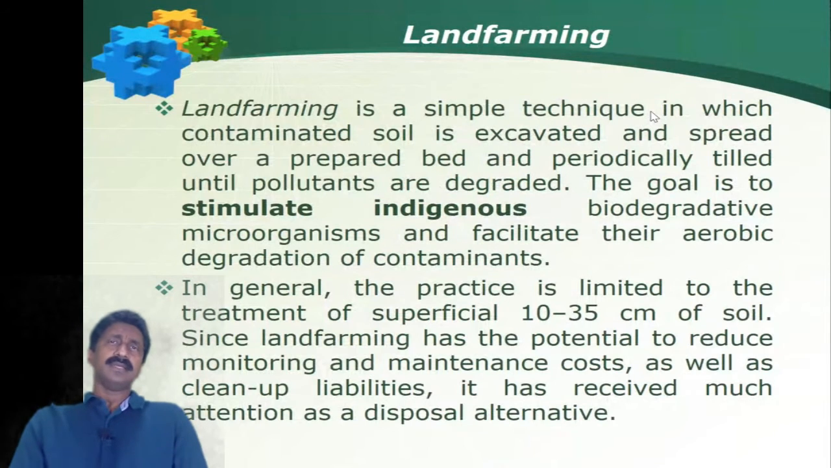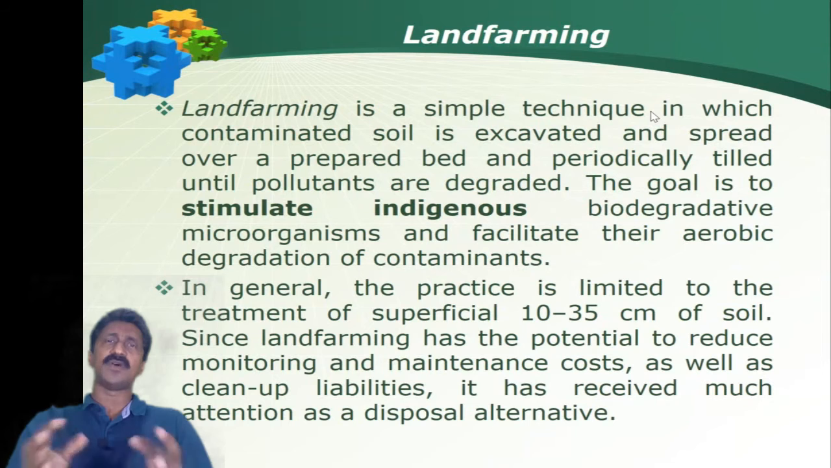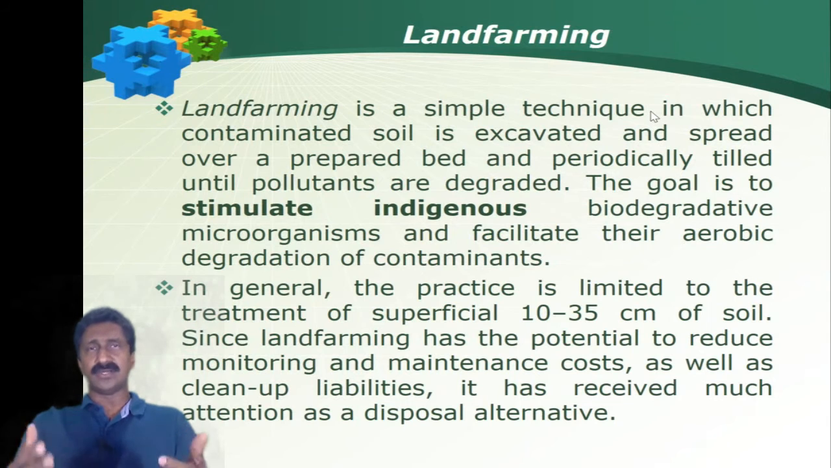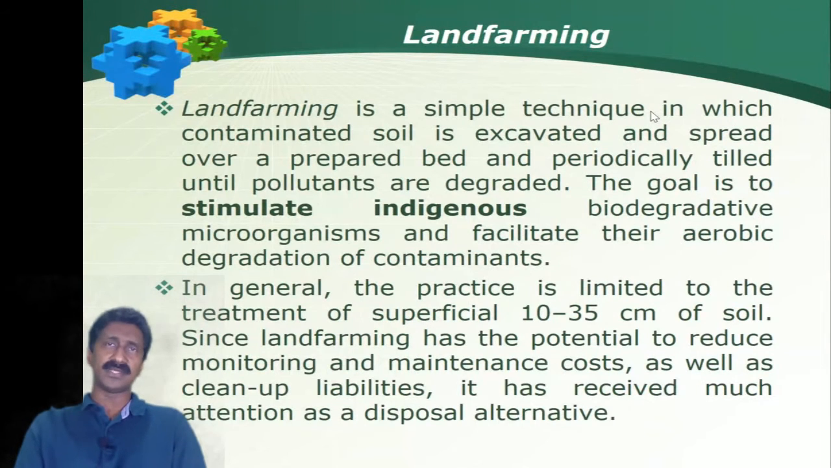Now, land farming. Land farming is a simple technique in which contaminated soil is excavated and spread over a prepared bed and periodically tilled or mixed until pollutants are degraded. So the contaminated soil is excavated and transported to a treatment point. Then it is spread over a prepared bed, and periodically it is tilled or mixed for aeration purposes, and that process will continue until proper degradation is achieved. That type of method is known as land farming.